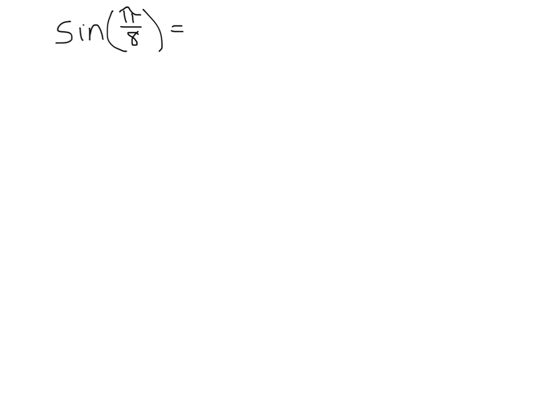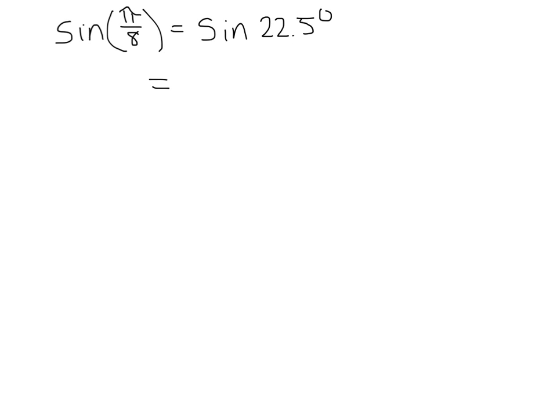In the next example, we're going to find the sine of pi over 8. Pi over 8 is our u over 2 angle. Pi over 8 is half of pi over 4, which is 45 degrees. So the sine of pi over 8 is actually the sine of 22.5 degrees.